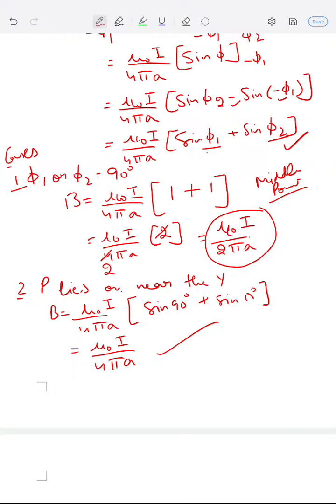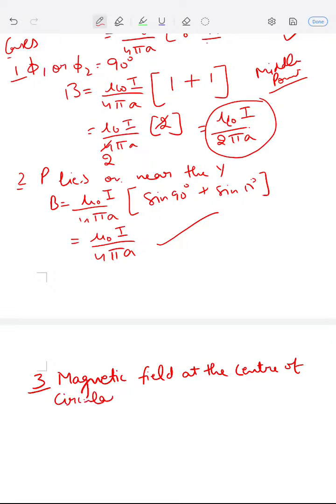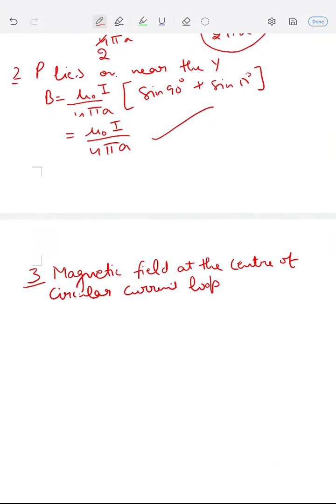So the next derivation is the magnetic field at the center of a circular current carrying loop. Now the third derivation we're going to discuss: magnetic field at the center of a circular current loop.